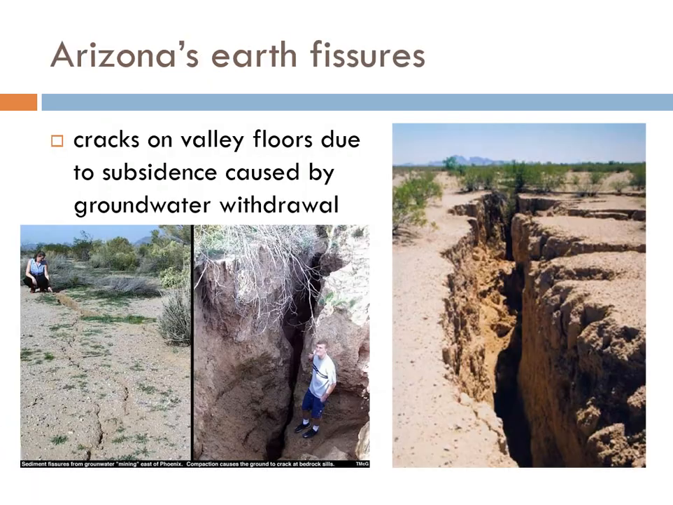So let's take a little bit closer look at Arizona. In Arizona, we have what's called earth fissures, and these are a direct result of subsidence due to groundwater withdrawal. So an earth fissure is a crack on the valley floor due to subsidence caused by groundwater withdrawal. So these are pretty nasty. They're not super dangerous. The only known death from one of these was a horse that fell into one out in Queen Creek, I believe, a couple of years ago during a monsoon storm.